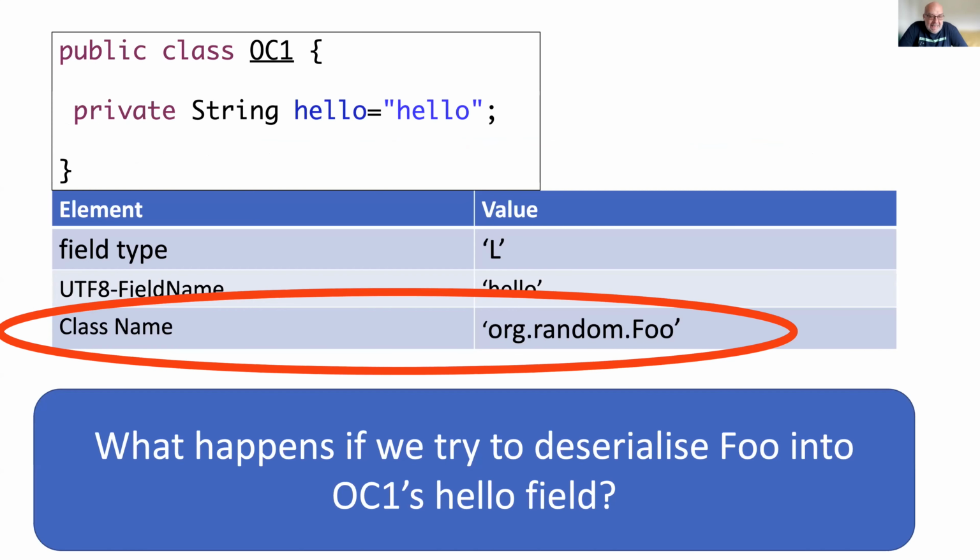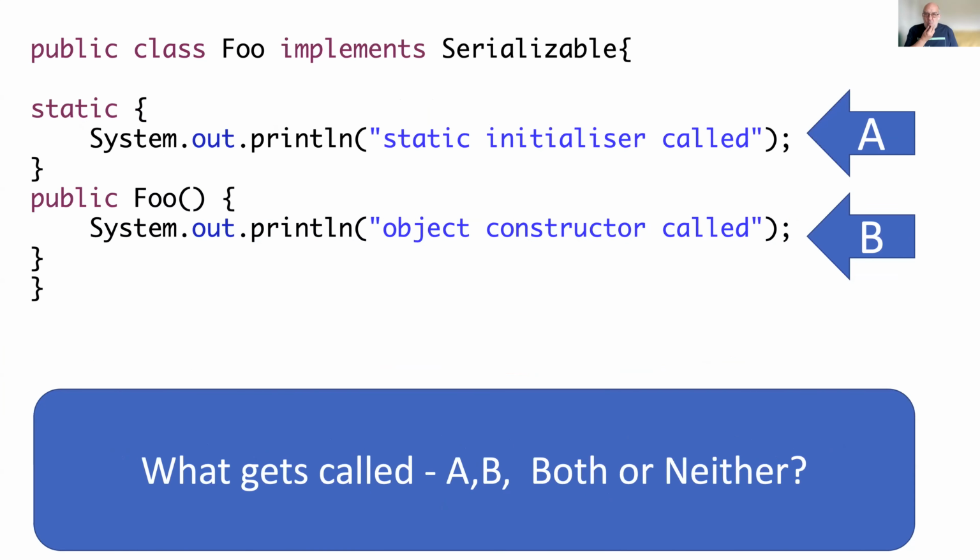So if I take my class that I had, which has this string field, and I subvert the serialization form, and I say, no, I want you to instantiate something that's called org.random.foo, the class that we've just seen, what happens? Well, we've got two printouts coming. One is the static initializer that gets called when the class gets loaded, another is the one that gets called when the object gets instantiated.